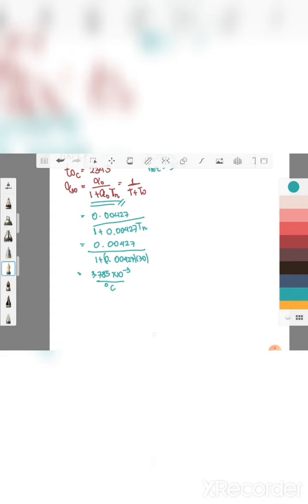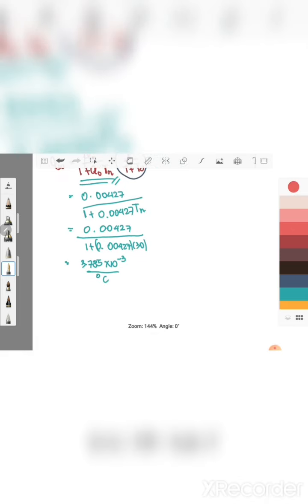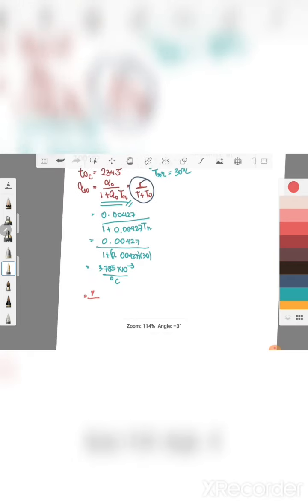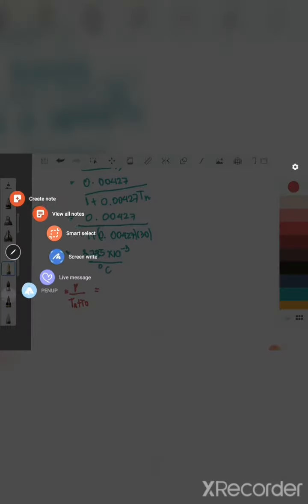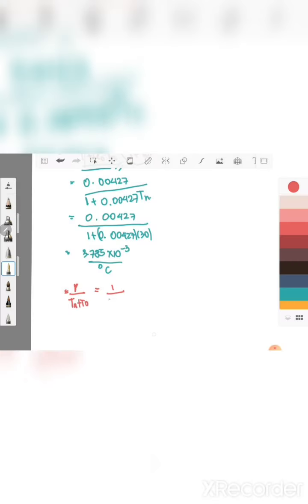So let us compare the answer if we use this equation. We have 1 all over Tn plus T0, wherein our Tn is equal to 30 degrees Celsius plus our T0, which is equal to 234.5 degrees Celsius. So what is your answer? This is your alpha_30.